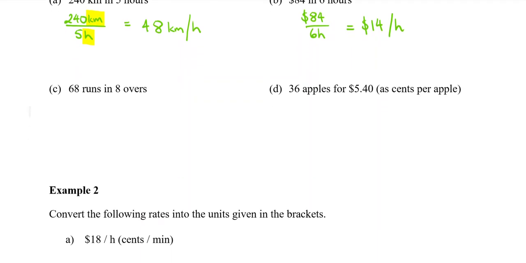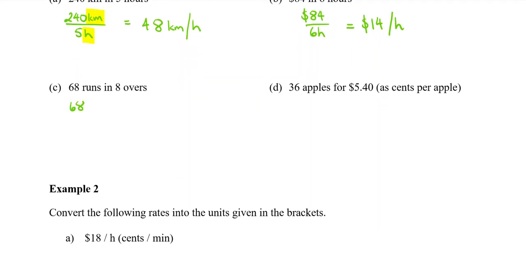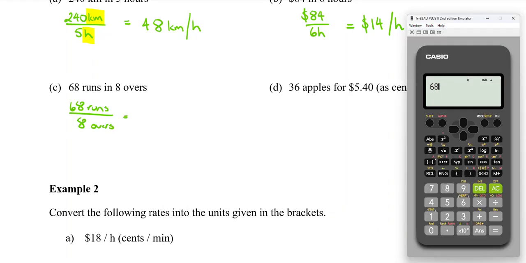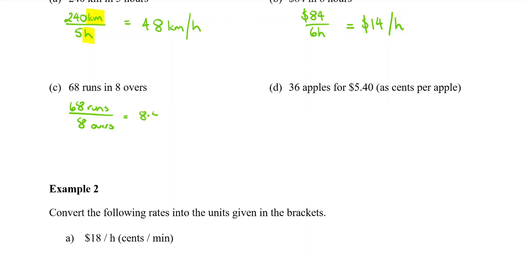Part C, we have 68 runs that are done in 8 overs. Okay, so dividing our numbers, we go 68 over 8. So fraction probably doesn't make much sense. Let's press the SD button, turn it into a decimal, and that's 8.5 runs per over.